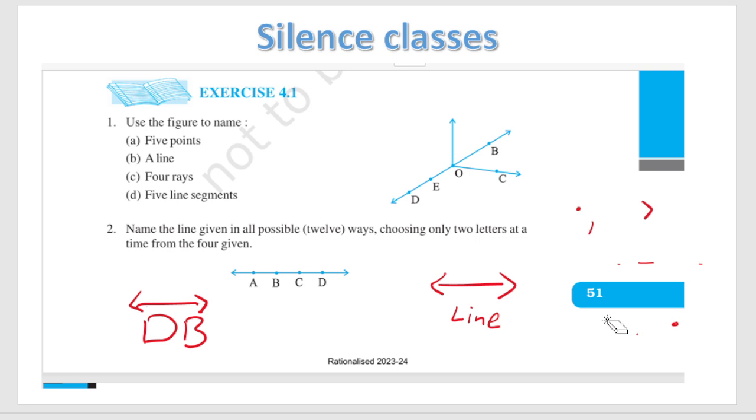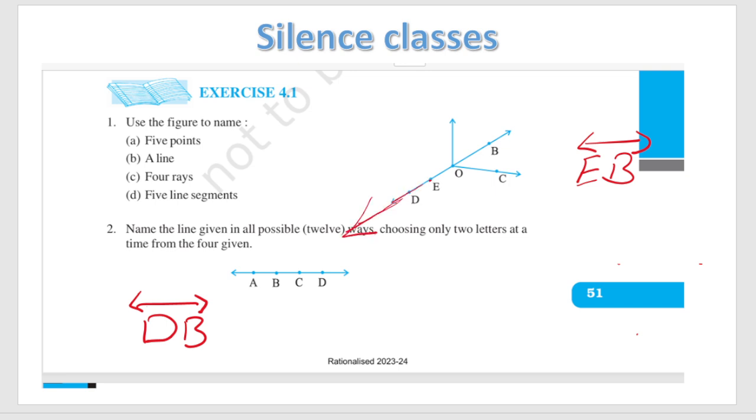There are more lines available in this diagram. If I write E and B, E and B is also a line, because you can check that E is moving further to D and it is also moving further. So we can write DE also, because E is moving further.